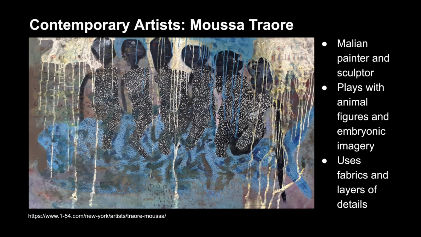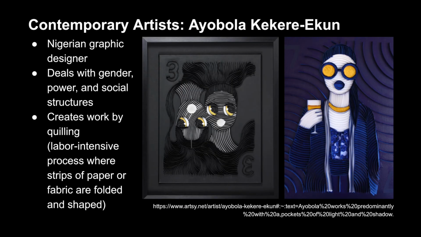Next, we have a painter and sculptor from Mali who plays with animal and humanoid figures and embryonic imagery. The work often includes fabrics and layers of detail. Next, we have a Nigerian graphic designer who creates their work by quilling, which is a labor-intensive process where strips of paper or fabric are folded and shaped into a design. And this artwork is dealing with concepts of gender, power, and social structures.